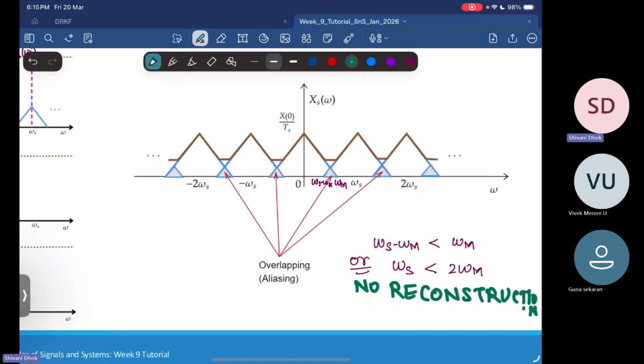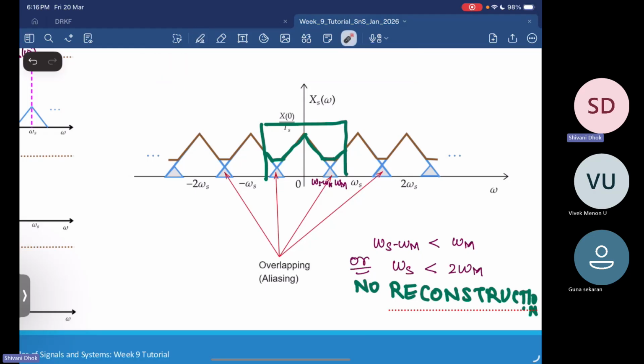So you can't reconstruct. Even if you pass this through a low pass filter, the Fourier transform that you will retain will look something like this, which is not equal to the Fourier transform of your actual original signal. So you can't reconstruct your original signal when you have such overlaps, and such overlaps are known as aliasing. This aliasing phenomenon gives you a constraint on the sampling frequency when you have a band limited signal, and that essentially gives you something known as the Nyquist sampling theorem.